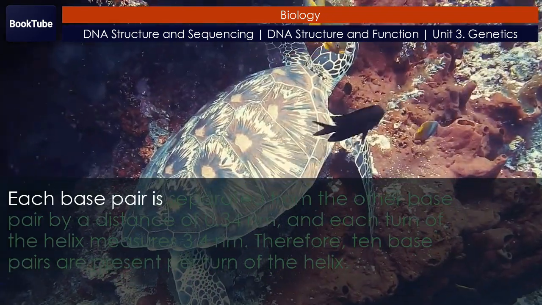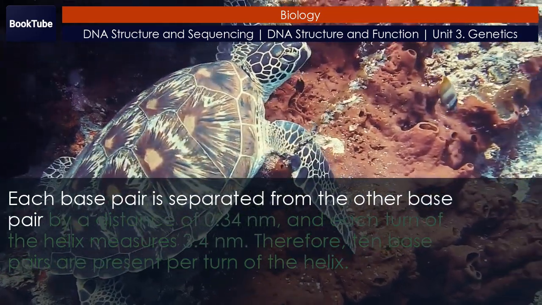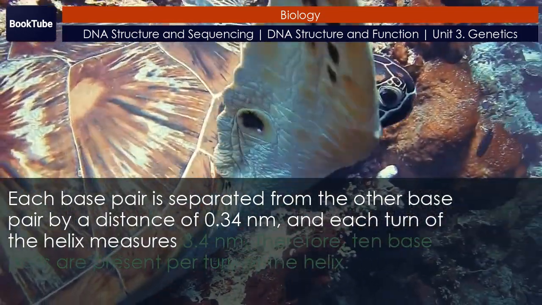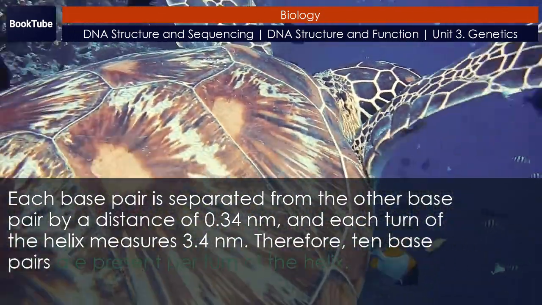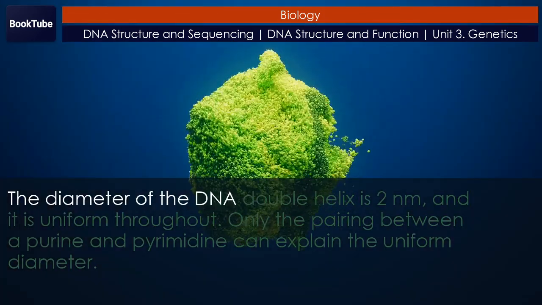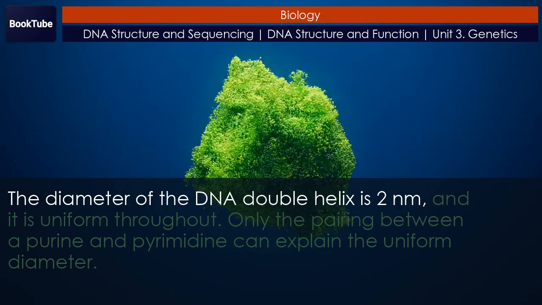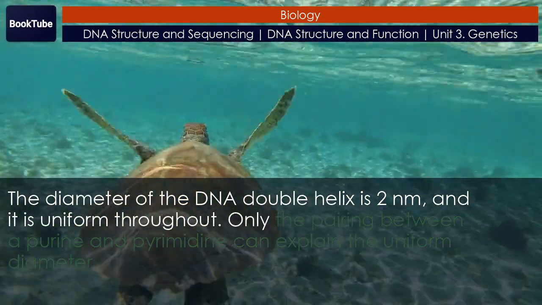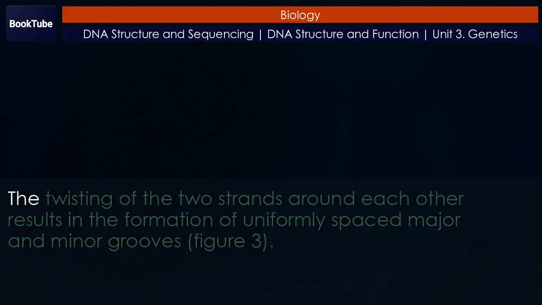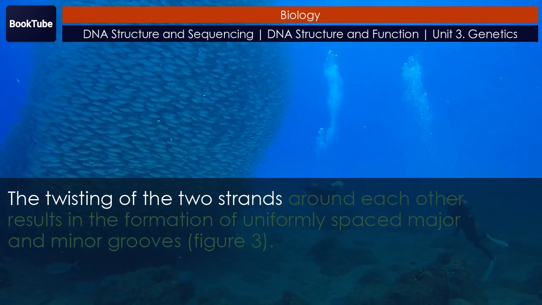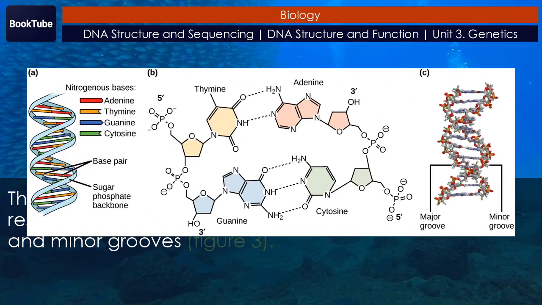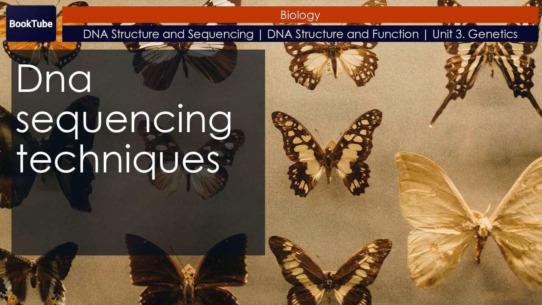Each base pair is separated from the other base pair by a distance of 0.34 nanometers, and each turn of the helix measures 3.4 nanometers. Therefore, 10 base pairs are present per turn of the helix. The diameter of the DNA double helix is 2 nanometers, and it is uniform throughout. Only the pairing between a purine and pyrimidine can explain the uniform diameter. The twisting of the 2 strands around each other results in the formation of uniformly spaced major and minor grooves. Figure 3. DNA sequencing techniques.